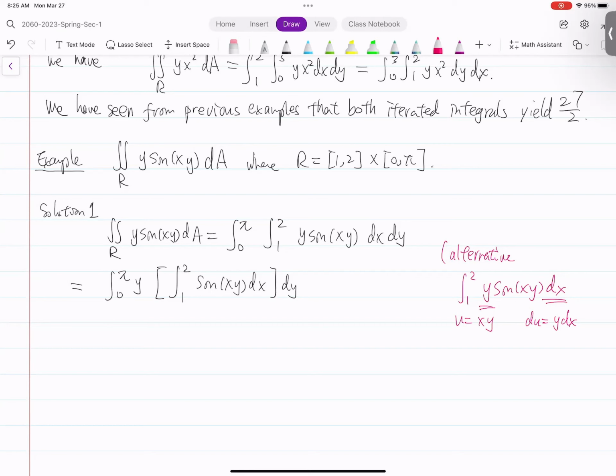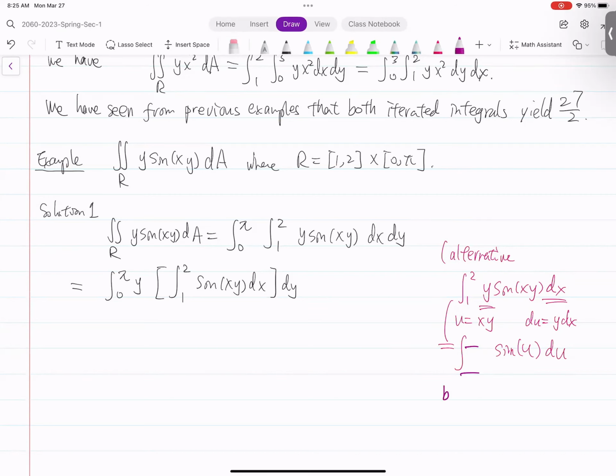Okay. So this whole thing becomes sine of u du. But notice that here x goes from 1 to 2, and then this u variable will have different bounds. Okay? That's very important when you're doing the substitution. So these bounds are very important, and let me write it under this.